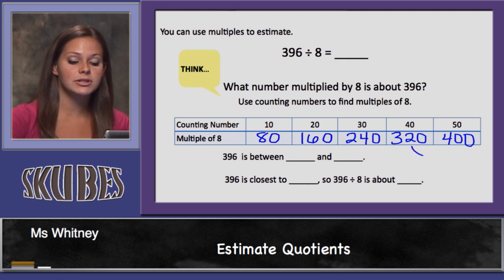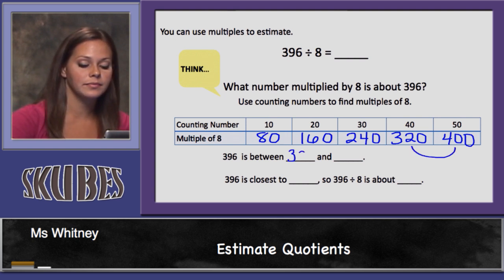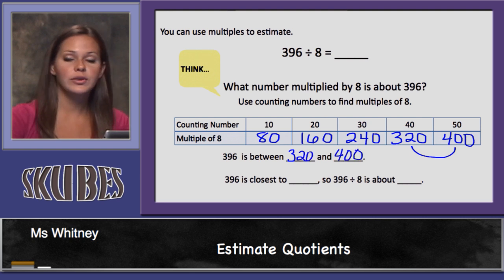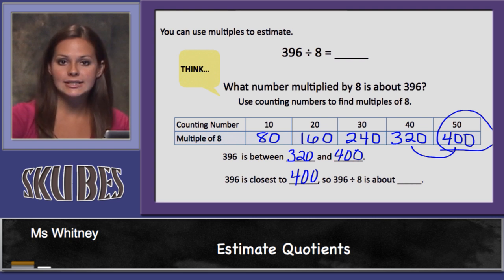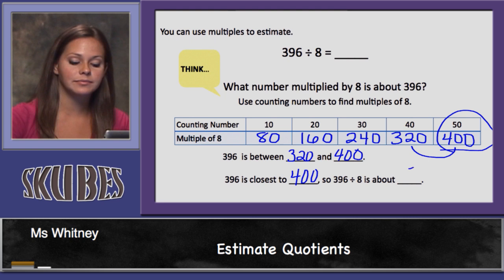396 falls between 320 and 400. 396 is closest to 400. So 396 divided by 8 is about 50.